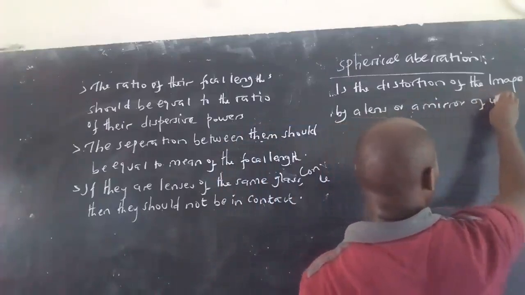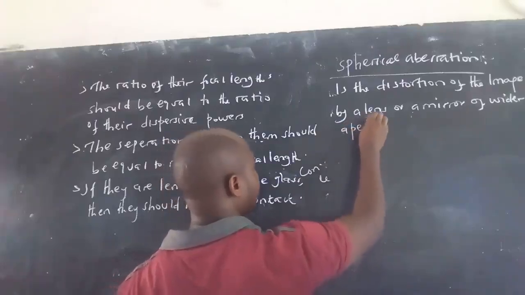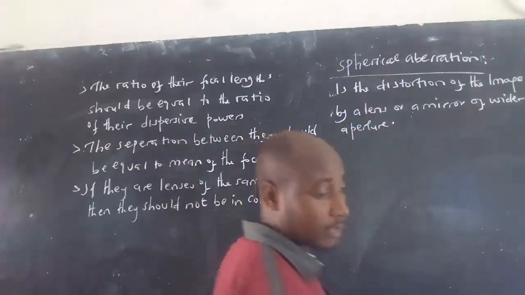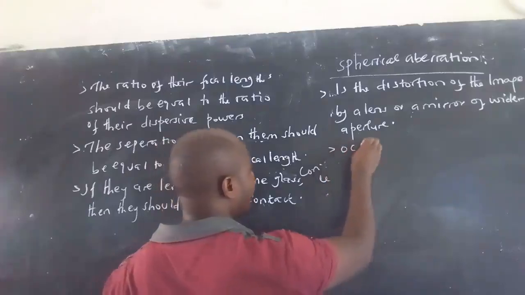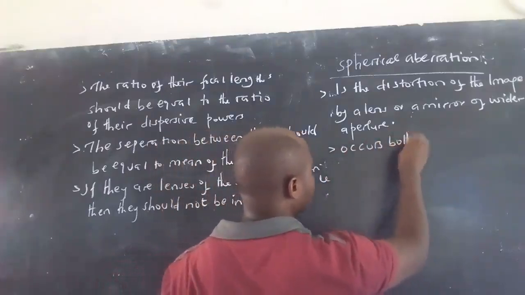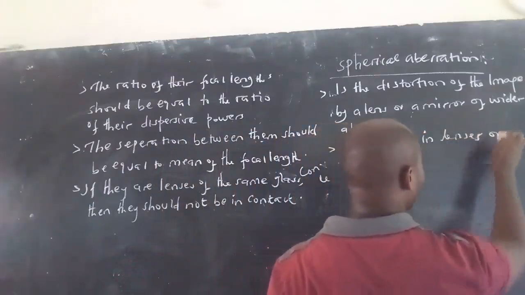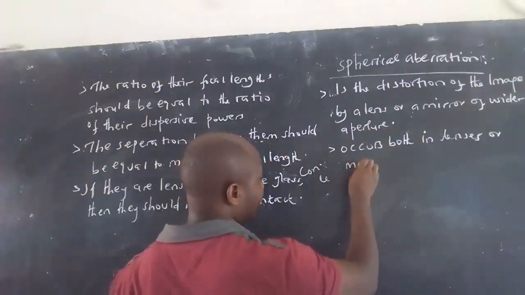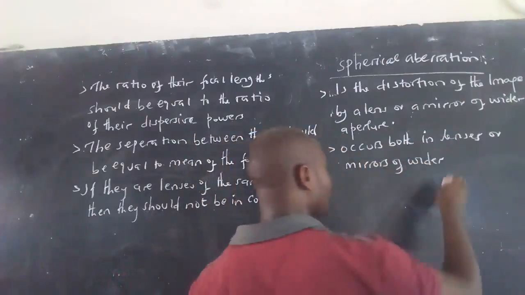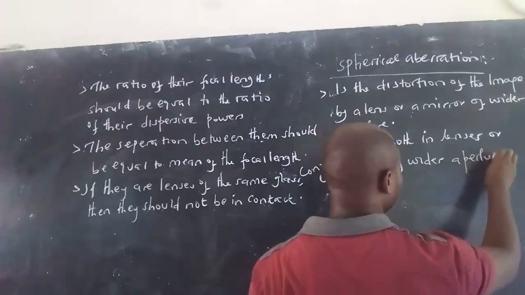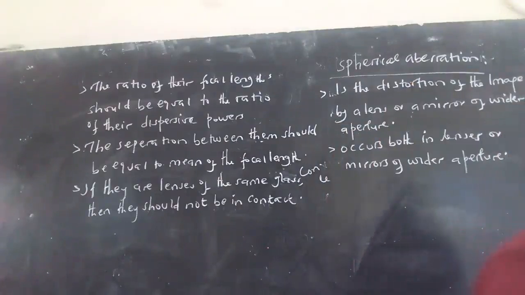of wider aperture. Then we shall now say occurs both in lenses or mirrors of wider aperture. So what happens if it is the lenses?